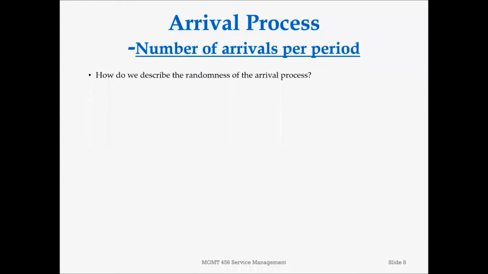In the previous online session, we just discussed the exponential distribution. We use exponential distribution to model the randomness of inter-arrival time for customers. In this online session, we are going to look at a different distribution. It is called a Poisson distribution.